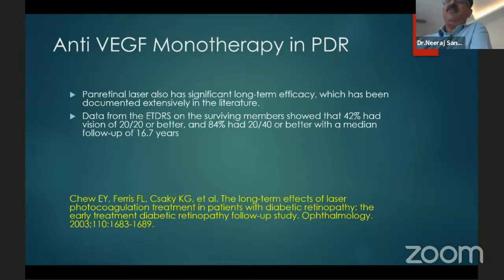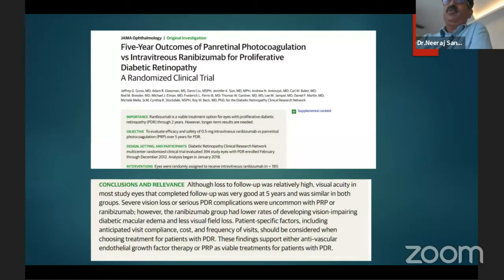As far as panretinal photocoagulation is concerned, even data from ETDRS has shown over a follow-up of 16 years, 42% of patients maintained vision of 20/20 or better, and 84% had 20/40 or better, showing a clear-cut role of laser photocoagulation in PDR. And there was an interesting Protocol S, which was done for 2 years and extended to 5 years. In this, only 67% of the patients had a follow-up of 5 years. And visual acuity in eyes which received anti-VEGF monotherapy or laser photocoagulation, the treatment effect was the same. It was said this anti-VEGF treatment is non-inferior, meaning it is not superior.